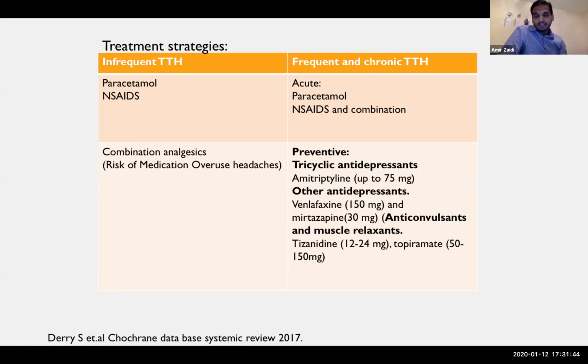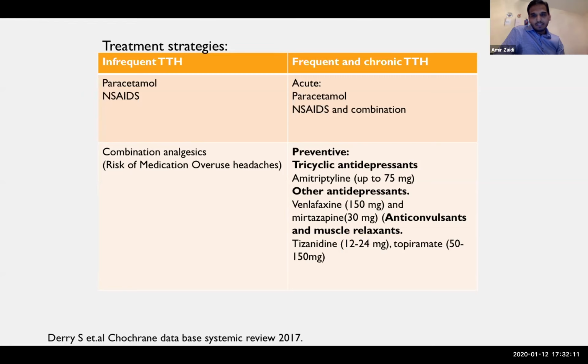Anyone taking these medications more than 3 days a week for more than a couple of months is bound to get medication overuse headaches that would complicate their underlying migraine or tension type headaches. Now, for chronic tension type headaches, you use preventive medication. The most common, evidence-based preventive medications are tricyclic antidepressants.